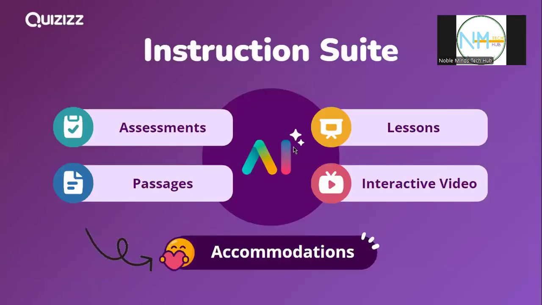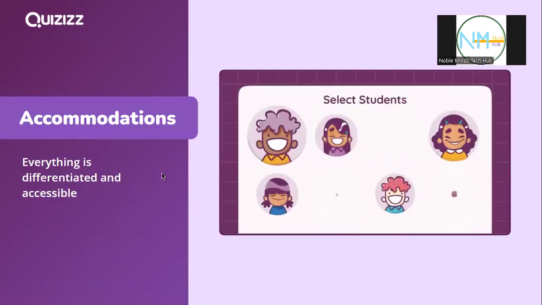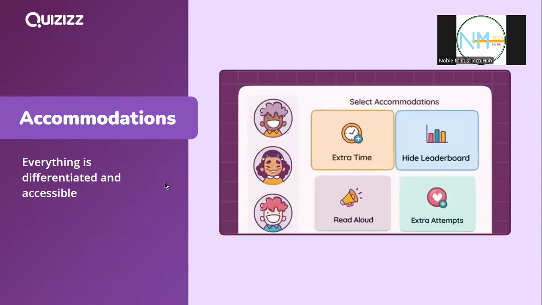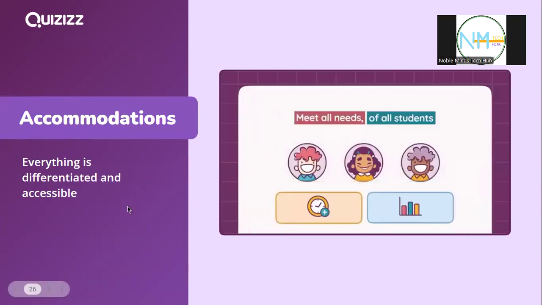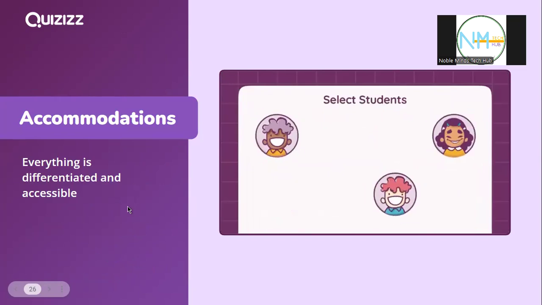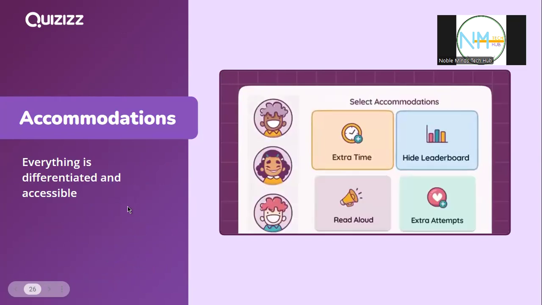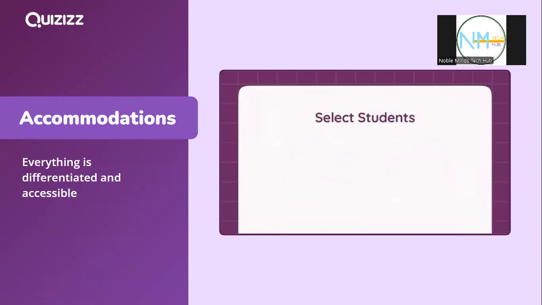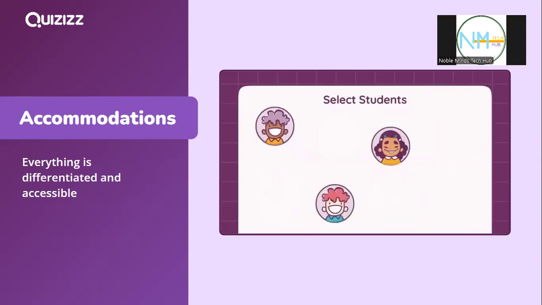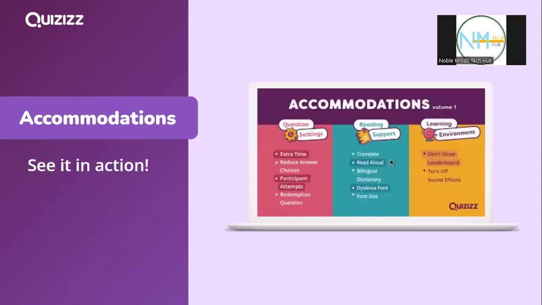Then we have some others. So let's look at what we said the AI can do. It can help you with your assessment. It can help you with interactive videos and lessons, and it can help you with passages. Now, let's look at accommodation. What does accommodation mean? Everything is differentiated and accessible, meaning if you have different varieties of students in your class, everyone is not the same, you can accommodate and differentiate them using these quizzes. Look at this action.